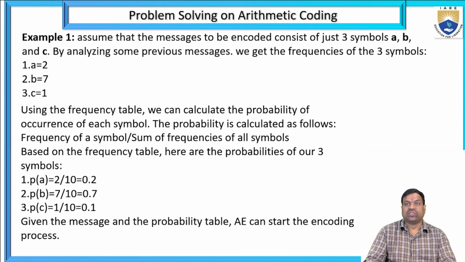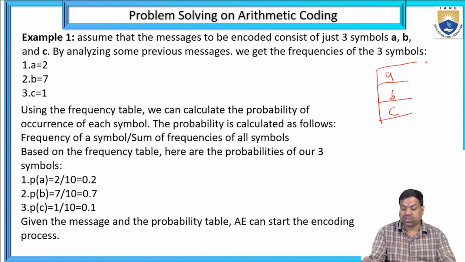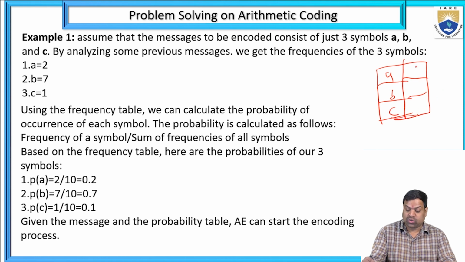So I'm taking one example of arithmetic coding. Assume that the message to be encoded consists of just three symbols, A, B and C, and analyzing some previous messages, we get the frequency of the three symbols. So what is the frequency of these symbols? A equal to 2, B equal to 7, C equal to 1.